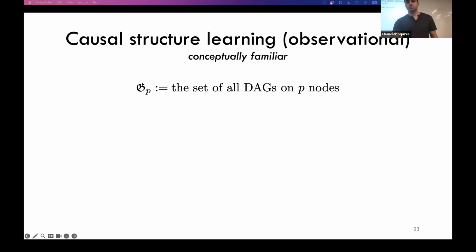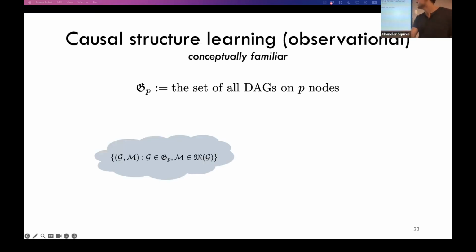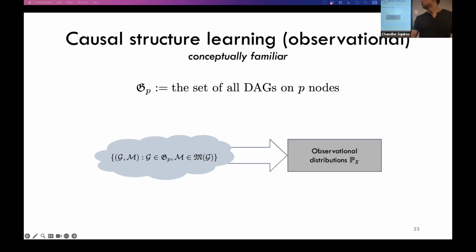In causal structure learning, we'll start off with causal structure learning from just observational data. The types of models that we would be considering are, say, the set of all DAGs on P nodes. So we know that we have P variables. And we are considering tuples of a DAG along with a structural causal model that is consistent with that DAG. All we see is the induced observational distribution from the structural causal model. And then causal structure learning asks whether we can figure out this parameter, which is the graph.